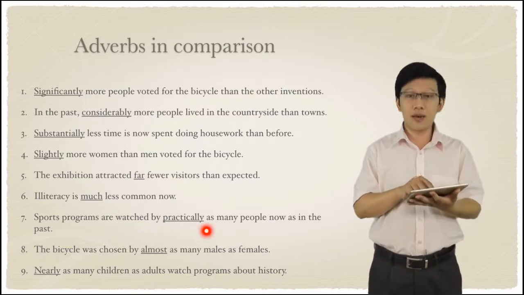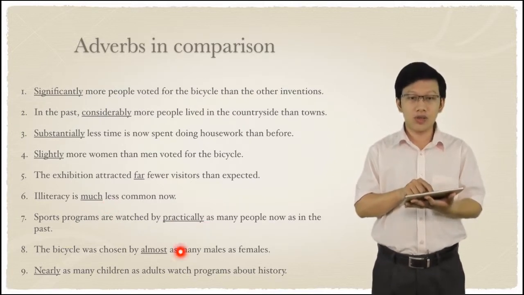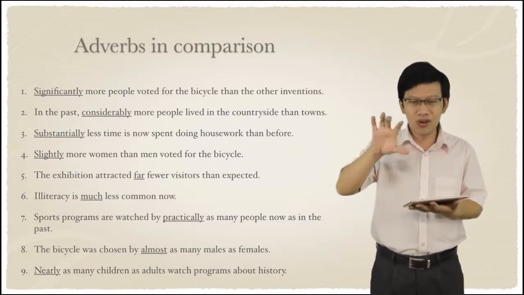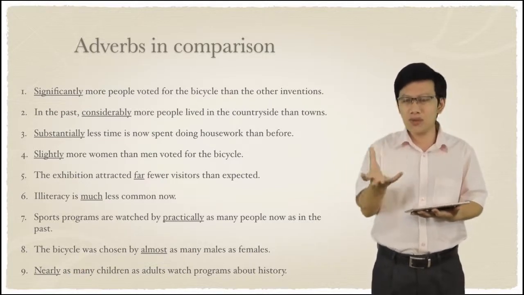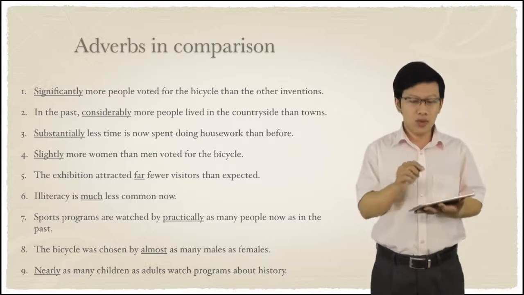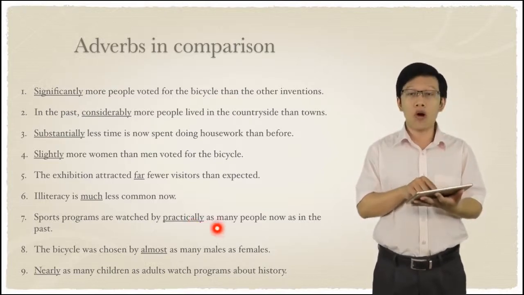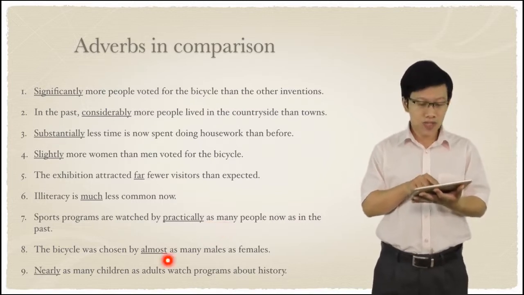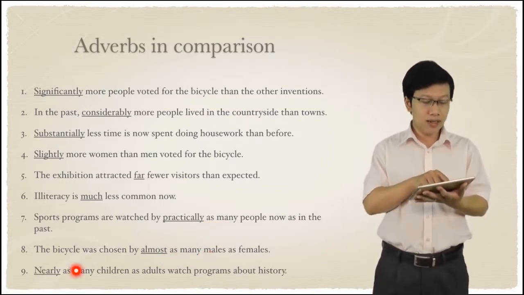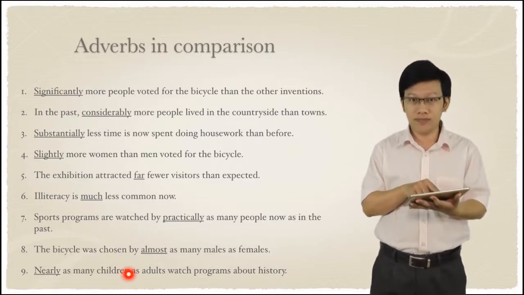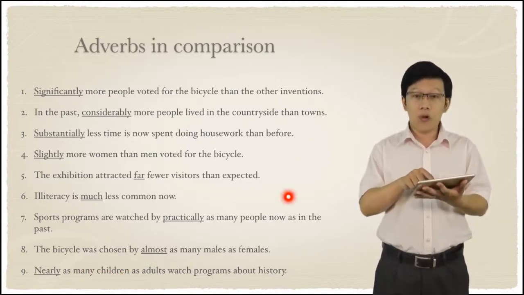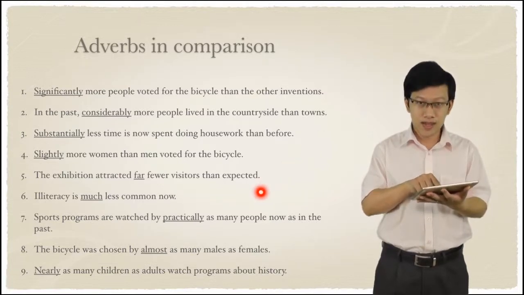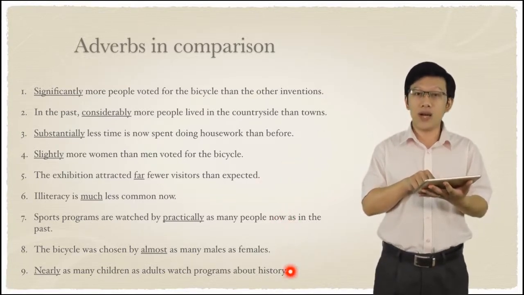Finally, you can use words like practically, or almost, or nearly. All of them mean almost the same in number. And normally we use these with equal comparison. Practically as many people, almost as many males as females, and nearly as many children as adults, right? Now these are for comparative structure. And these are for equal comparison, right?